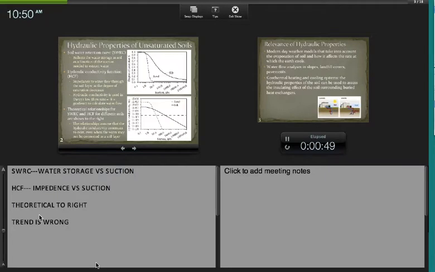So the hydraulic properties of interest to us are the soil water retention curve, which is just water storage versus suction. On the right there is a theoretical curve for sand and silt of what it should look like. Another property we're interested in is the hydraulic conductivity function, which is essentially the ease at which a fluid can flow through the soil versus suction. So this is another theoretical curve we have here.